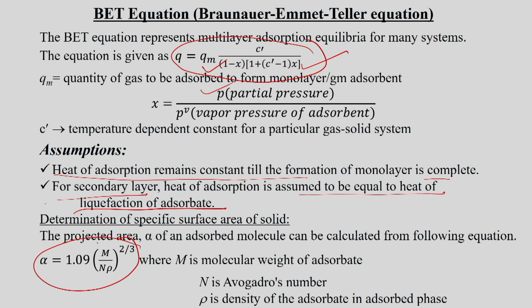And then we were able to determine the specific surface area, where alpha is equal to 1.09 into (M by N into rho) to the power 2/3, where M is the molecular weight, N is the Avogadro number, and rho is the density of the adsorbate.